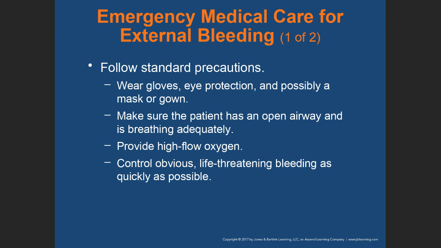Emergency medical care for external bleeding. Follow standard precautions. Wear gloves, eye protection, and possibly a mask or gown. Might not have the opportunity to put on a gown in all situations. Make sure the patient has an open airway and is breathing adequately. Provide high flow oxygen if it is necessary via supplemental or positive pressure ventilation. Control obvious life-threatening bleeding as quickly as possible.